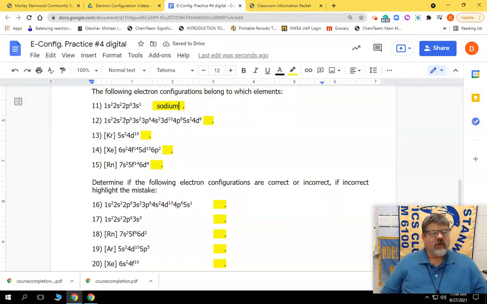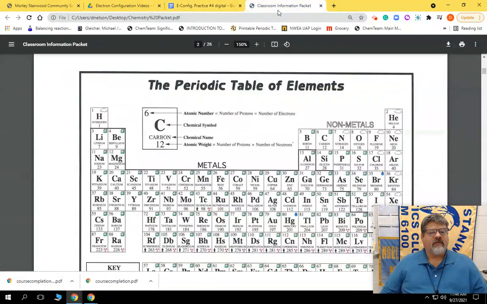As long as everything's written out correctly, so we have 4p6, 5s2, 4d6. Okay, everything looks good there. So we have 4d6, or we can add these up: 10, 20, 30, and then 38 plus 6 is 44. Does that sound right? Let's go back. 44 is here, rubidium.